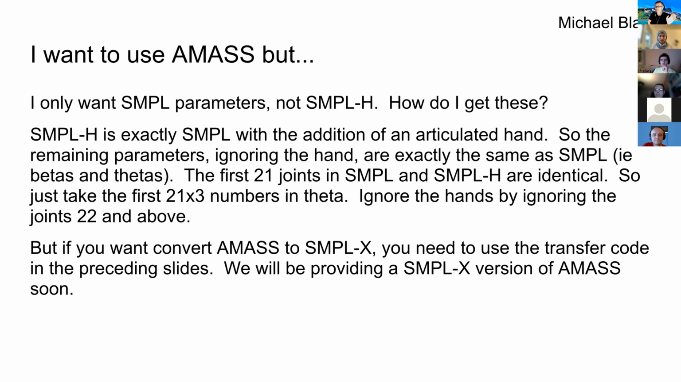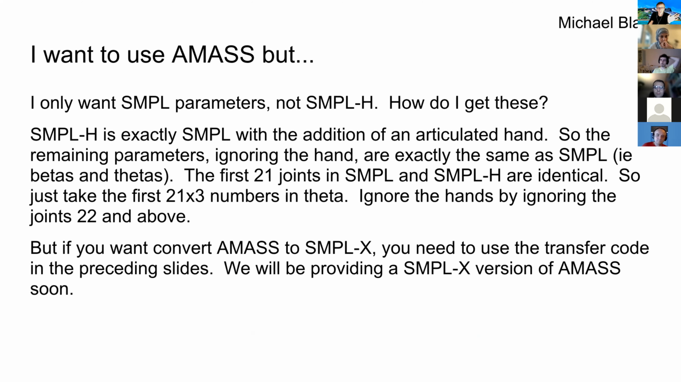So I want to use AMASS. It's a data set where everything's in SMPL-H format, but I only want SMPL parameters because that's all I care about. How do I get these? Well, SMPL-H is exactly SMPL with the addition of the articulated hands. And so you can basically ignore all of the parameters having to do with the hands and you'll get the SMPL model. That is, the first 21 joints in SMPL and SMPL-H are identical. So you just take the first 21 times 3 numbers in the theta parameters vector, and that's it.